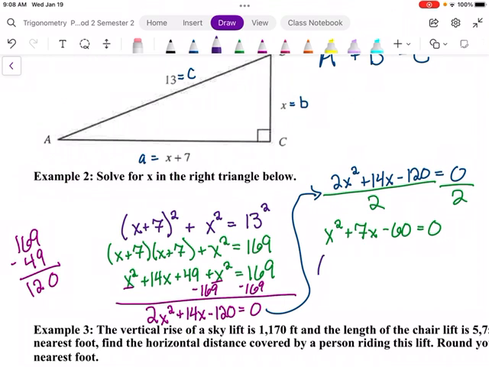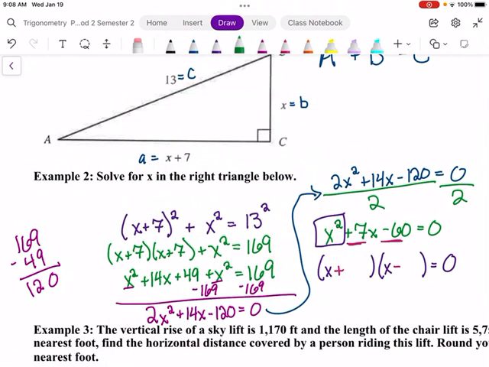So we're going to factor this into two sets of parentheses. Because it's an x squared as the first term, we're going to start with x and x. And we need two numbers that add to be positive 7 and multiply to be negative 60. So we know one's going to be positive and one's going to be negative.